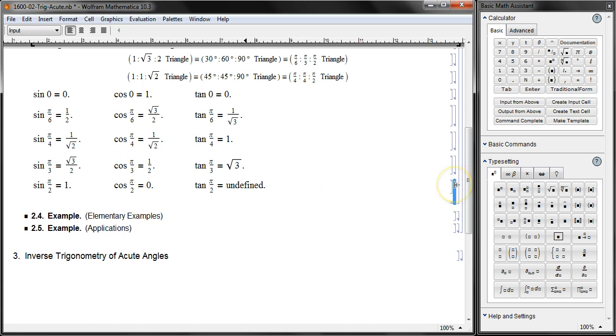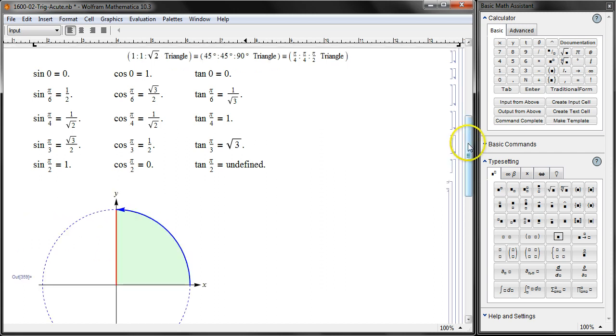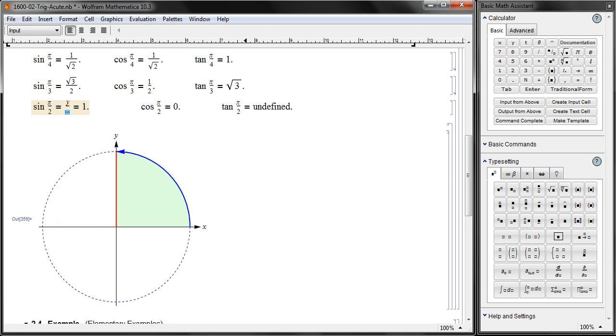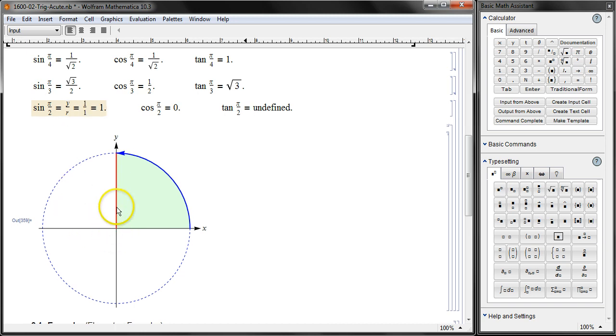Finally, we have another degenerate triangle. 90 degrees. So we just have a vertical line segment. Sine is 1. The reason is because sine is y over r, and vertically the length and the radius are the same. So we have that. How about cosine? Horizontally, I don't go anywhere. So this is x over r, so this is 0 over 1, which is 0.